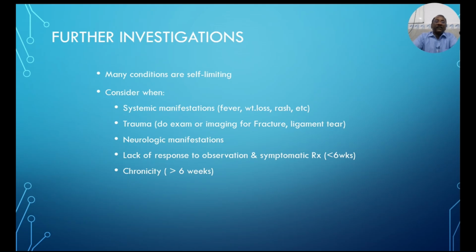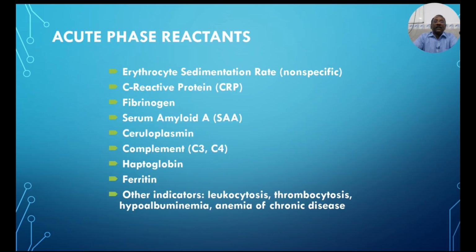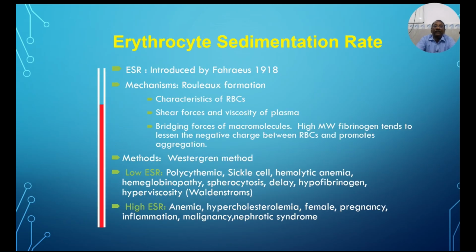So the further investigations, yes: acute phase reactants, your ESR, your CRP, your fibrinogen, ceruloplasmin, complement levels, C3, C4 levels will be low, ferritins, etc. ESR was introduced by Fahraeus in 1918, still going very strong, like your Rohit Sharma and Virat Kohli. Rouleaux formation characteristic of RBCs, shear forces and viscosity of the plasma, bridging forces of the macromolecules, Westergren method, low ESR and high ESR.